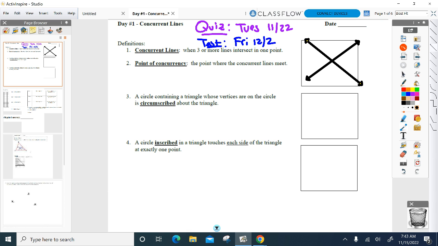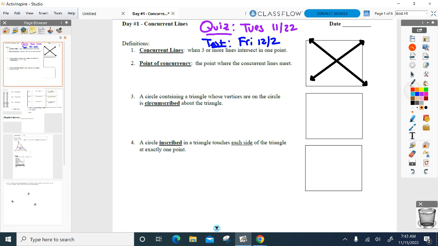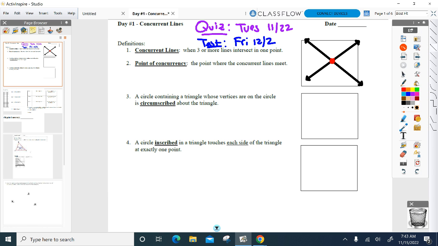Now, finally, draw a third line. Actually, before you draw a third line, highlight that point that those two lines intersect at for me. Put a point there at the point of intersection. Now draw a third line that goes through that point of intersection.